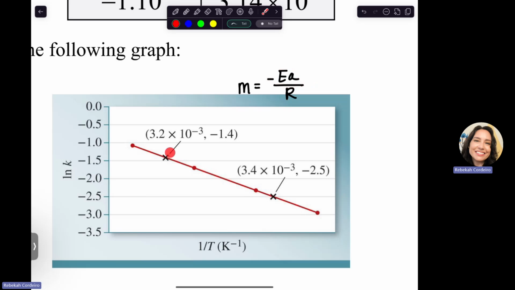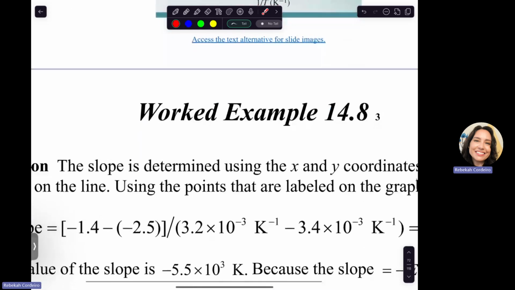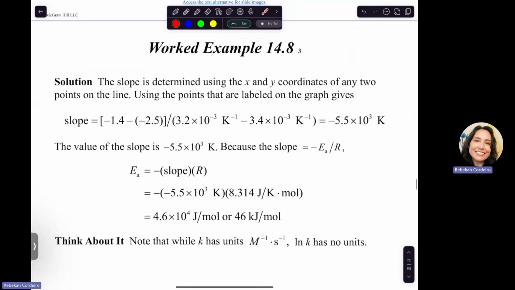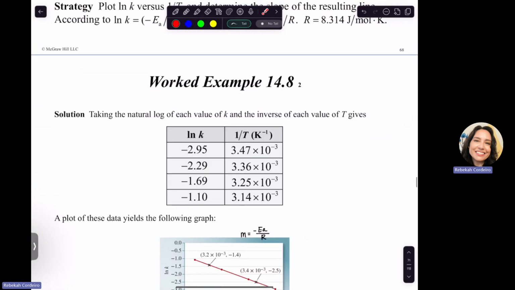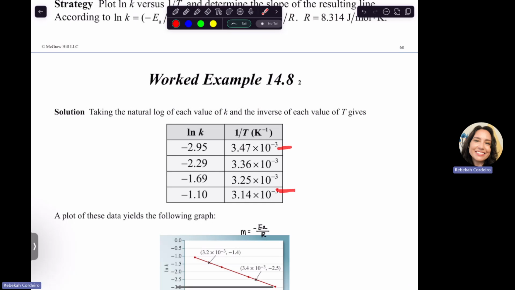To find the slope, we would just pick 2 points and do rise over run. Or if we have Excel, we just plot a trend line and look at our trend line equation to find our slope. Either way, you can pick 2 points from the graph here. If you just pick like this point, these would be your x values and these are going to be your y values. So you would do change in your ln of k's over change in your 1 over T's. And then you could find your slope just from the actual table.